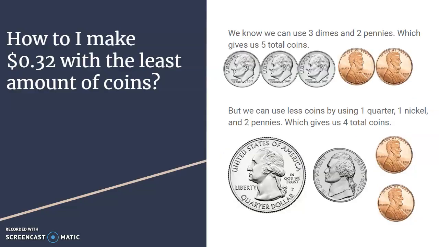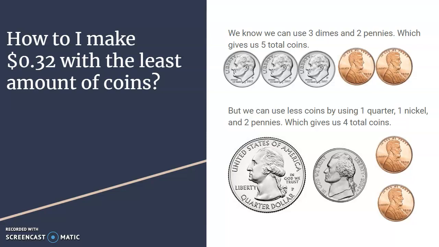So, let's talk about how to make 32 cents with the least amount of coins. Now, we know one way to make 32 cents is to have 3 dimes and 2 pennies. So 3 tens, 2 ones: 10, 20, 30, 31, 32. And that gives us a total of 5 coins we have to use to make 32 cents.